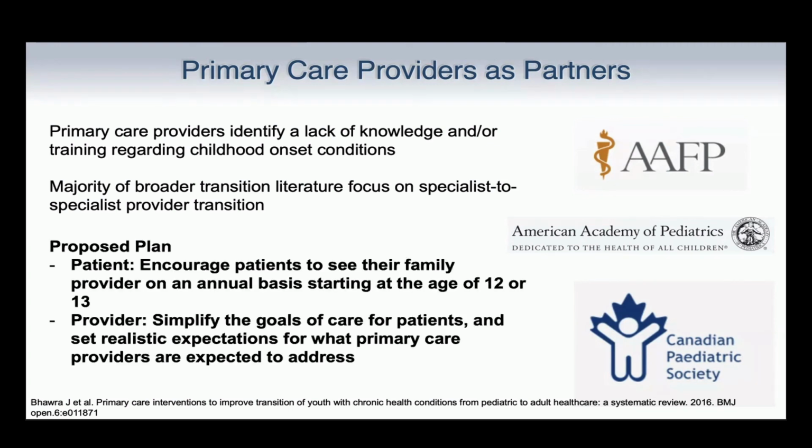So one thing that I want to do no matter where I end up practicing is encouraging patients to see their family providers on an annual basis starting at the age of 12 or 13. Again, sounds very simple. But the rationale is that this is probably their highest chance of getting a family doctor, because if their parents have one, then hopefully they can just piggyback onto that.